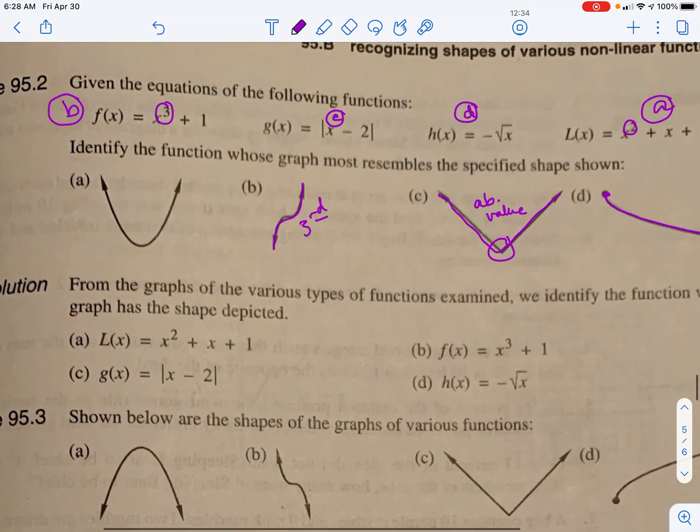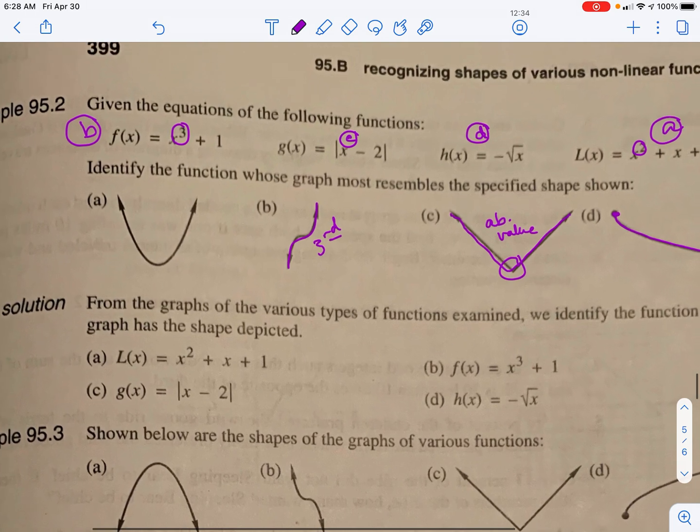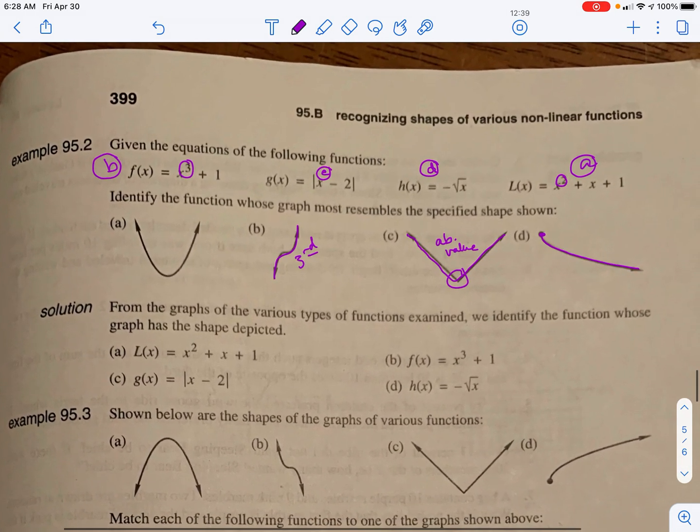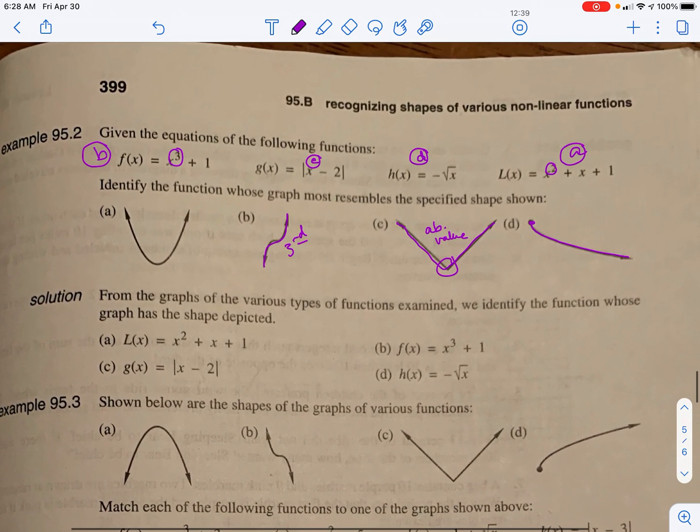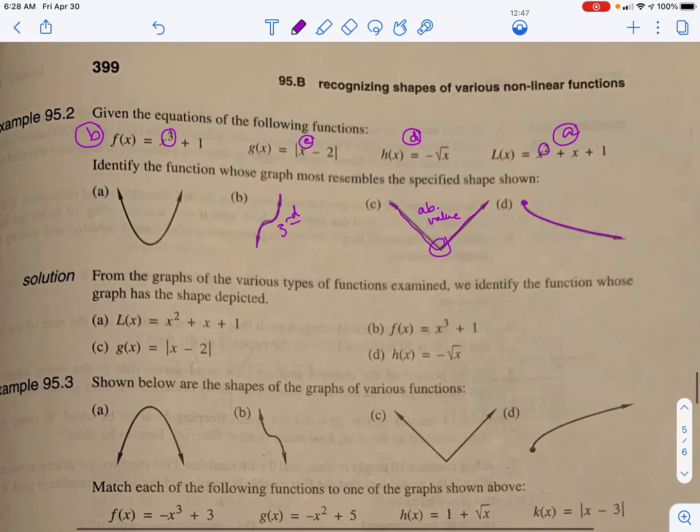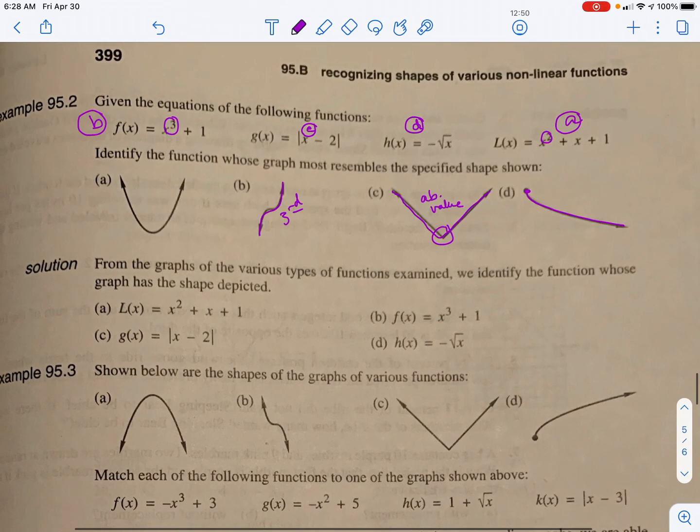All right, let's see what this one is. Okay, 95.3. Same deal. We are going to match these up as well. So let's take a look now that they give you the shapes. Let's find the equations. All right, this is a parabola, two directions, right? With a nice curve right here. That's a parabola. Second degree equation right here. So this one will be A.